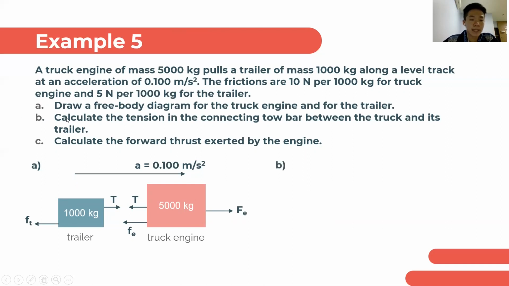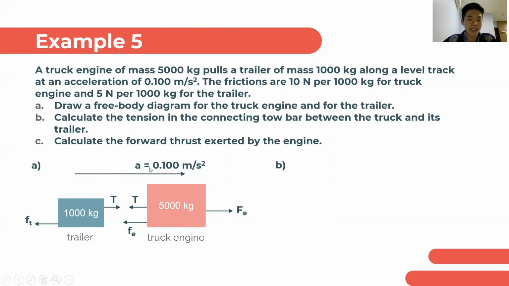Now for part B, calculate the tension in the connecting tow bar between the truck and its trailer. You can choose which free body diagram to focus on, the trailer or the truck engine. If we focus on the truck engine, we can calculate the friction, but we can't calculate the forward thrust. So we need to focus on the trailer because we can calculate the friction, and there's an acceleration given and mass, so we can find the tension.